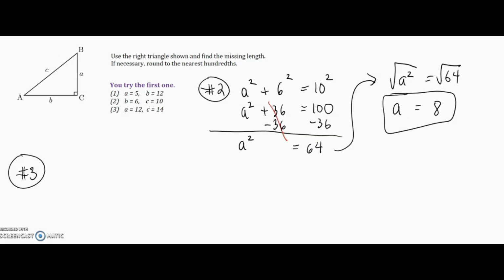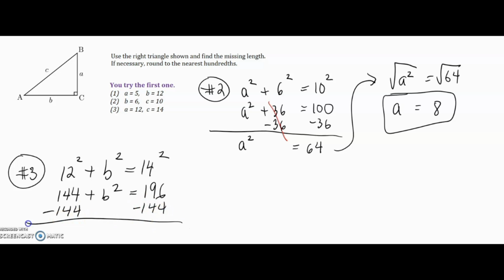So here I go. I have a, which is 12, so that's 12 squared, plus b squared that I'm missing, and that's equal to 14 squared. If I square these numbers, I get 144 plus my b squared, and 14 squared is 186. So let's see, add negative 144 to both sides. So that gives me b squared is equal to 52.